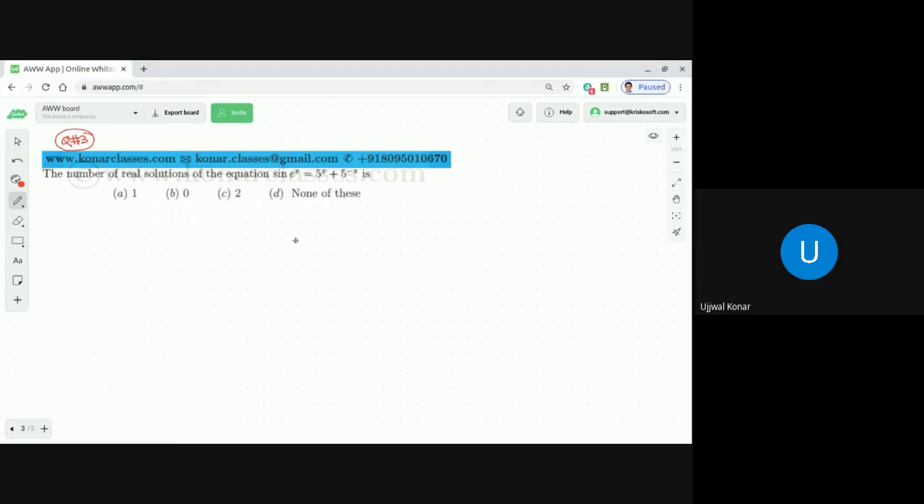So one thing, I made a mistake, maybe in reading, it is sine of e power x, by the way. Yes. The equation here is that sine of, if I give a bracket it will be more clear to you, e power x is equal to 5 power x plus 5 power minus x.